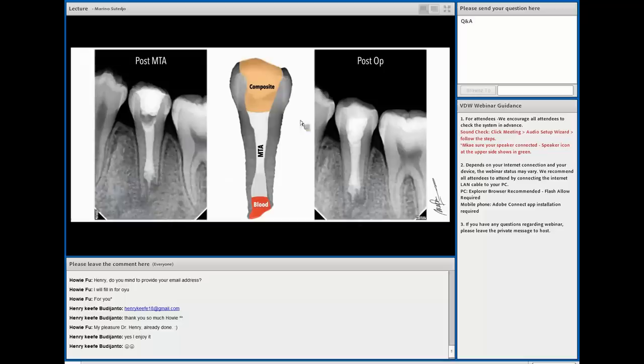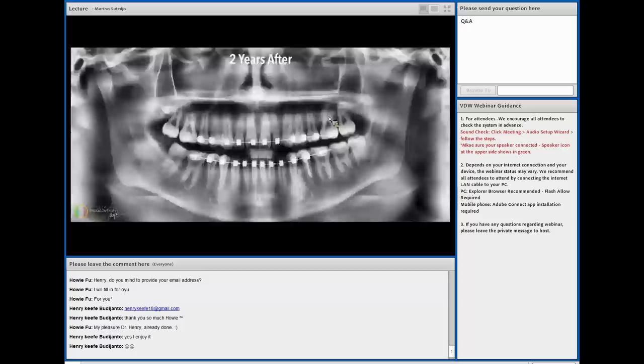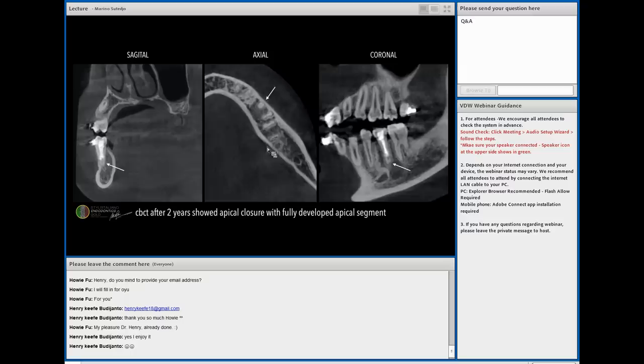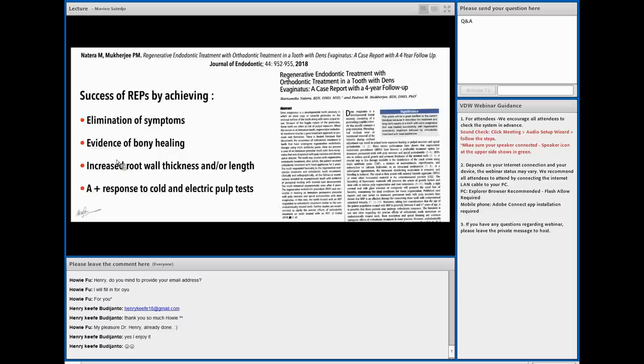In this case, I put a space between my MTA and my temporary filling, and this is the post-op after my composite bonded restorations. And you can see that 2 years after, this is the follow-up of 2 years, the apical area now is growing back, and this tooth has been orthodontically treated and has no problem whatsoever. And you can see now the apical area is growing. CBCT has confirmed it.